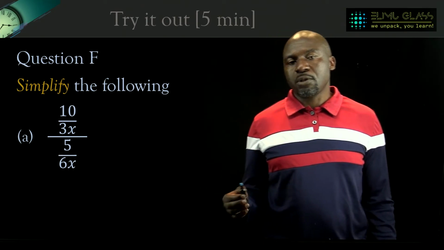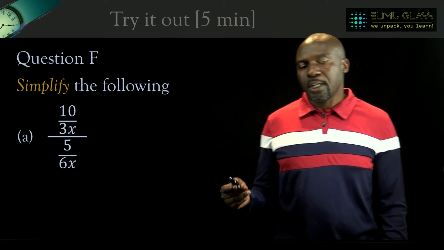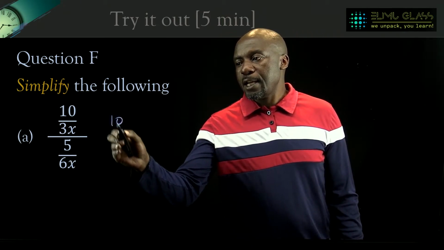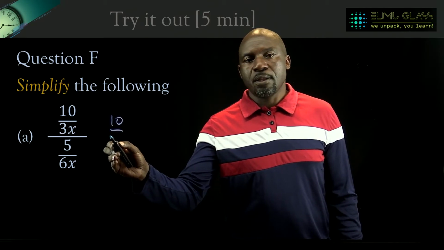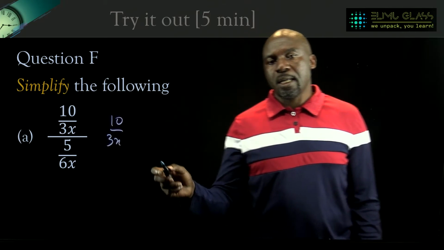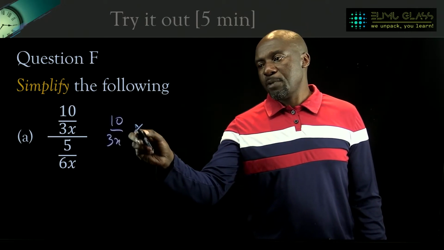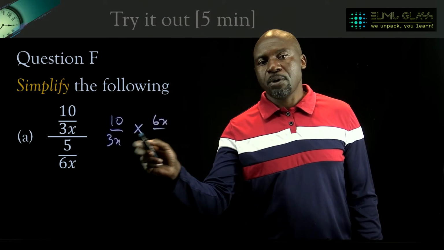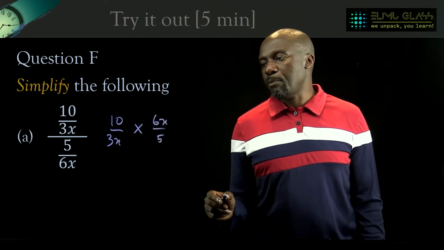I'm assuming you paused the video and you tried it yourself. So let's see if you got the correct answer. So in this case we'll have 10 over 3x, and I will just say multiply by, and I flip that, and I have 6x now at the top and 5 at the bottom.